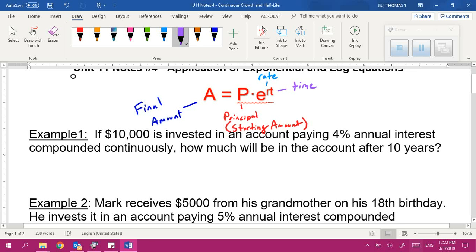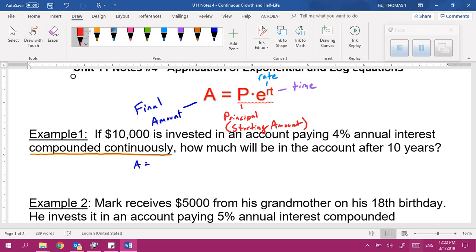So let's do some quick problems. Example 1. If $10,000 is invested in an account paying 4% annual interest compounded continuously, how much will be in the account after 10 years? How do I know that I'm supposed to be using this formula and not some other formula? Compounded continuously. That's the key word right there. Which variable are we looking for? A, that's right. So A equals P times e raised to the rt. We're looking for A, so everything else should be given.